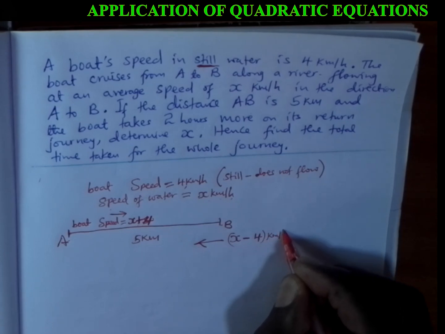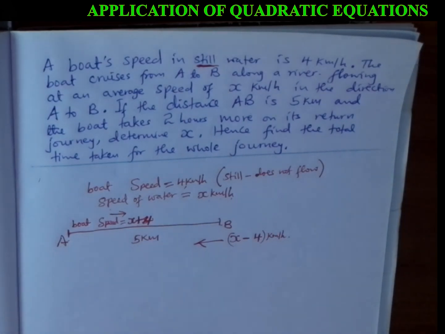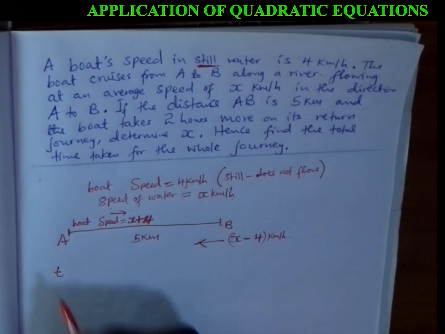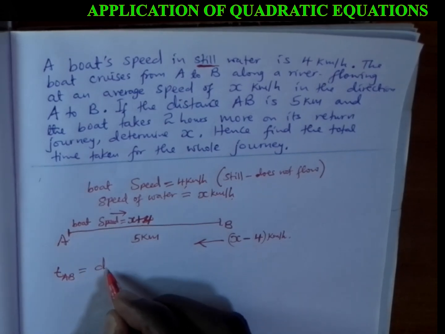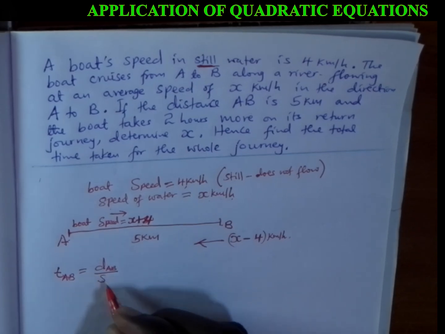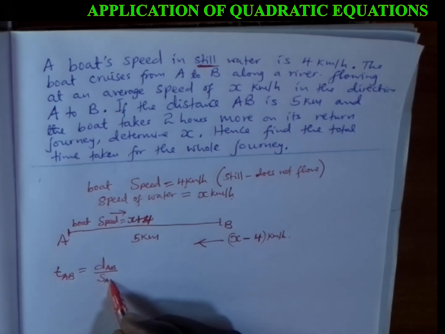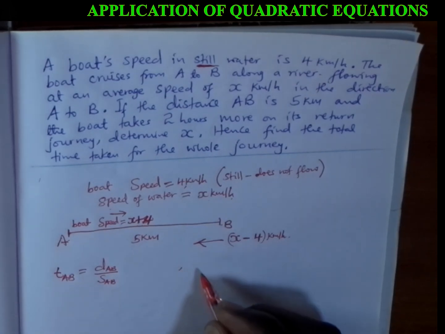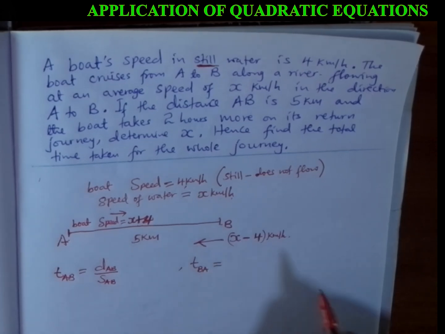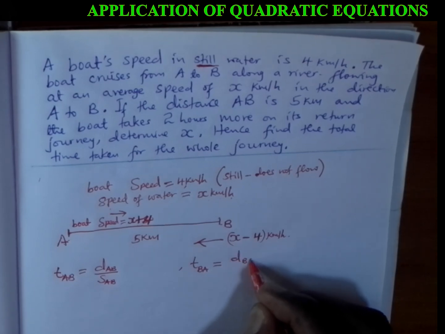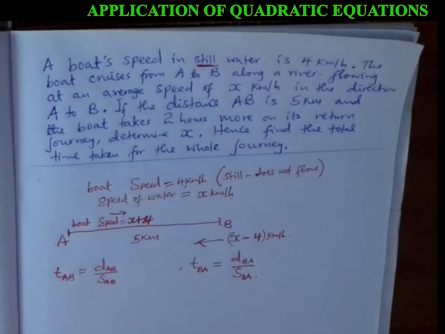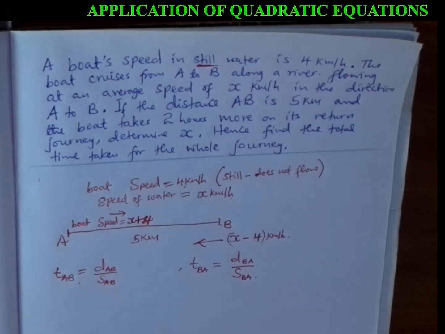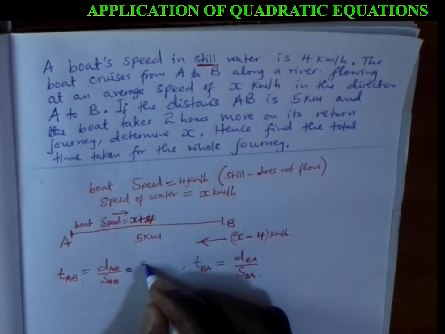That is kilometer per hour. Now, we know that the time taken from point A to B is given by the distance AB over the speed of the boat from point A to B. The same case, time taken from point B to A is the distance BA over the speed from B to A. And in our case here, the distance is 5 kilometer.